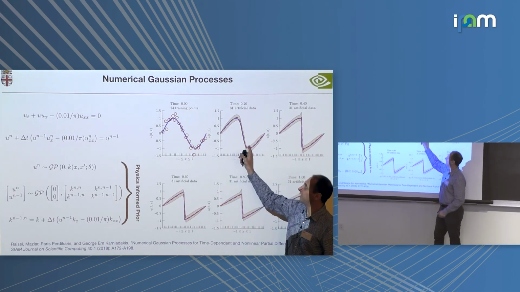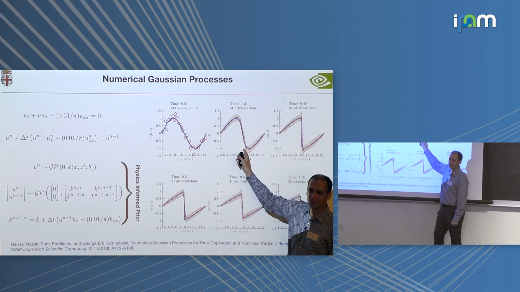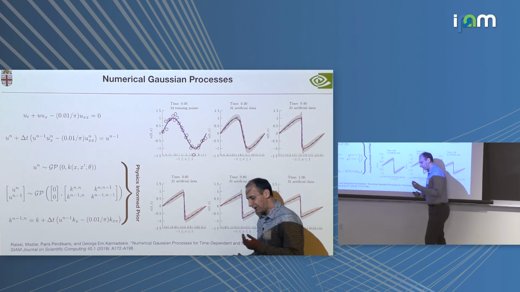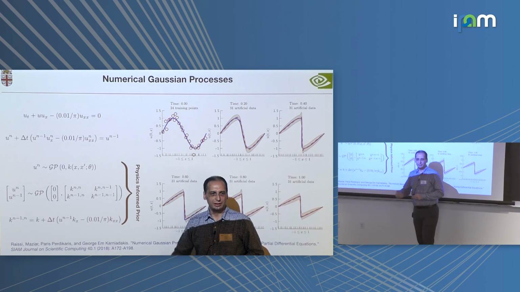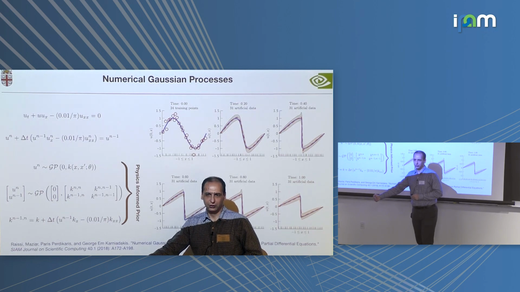You condition on the data, you do prediction. That's one step from time 0 to time delta t. So how do we continue from time delta t to 2 delta t?